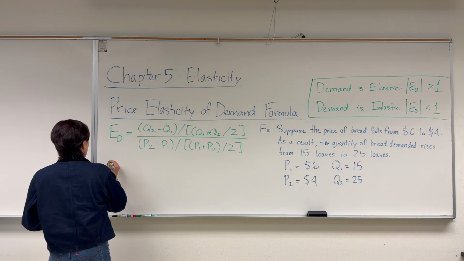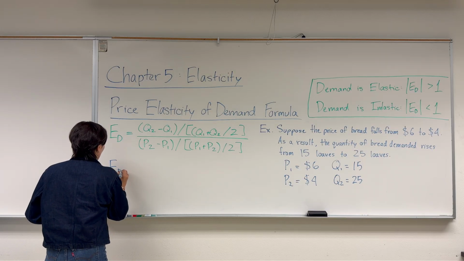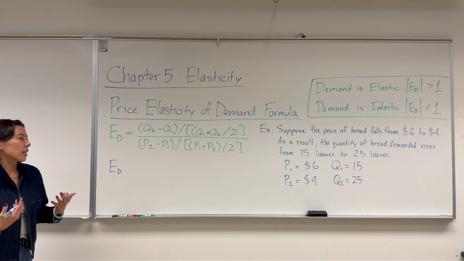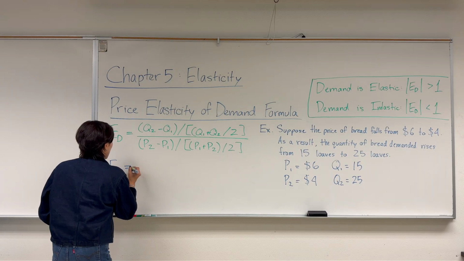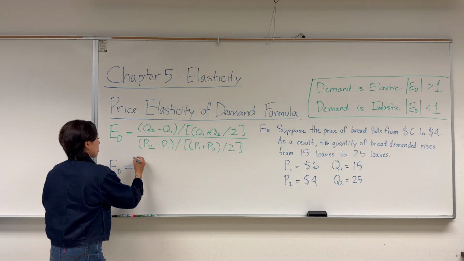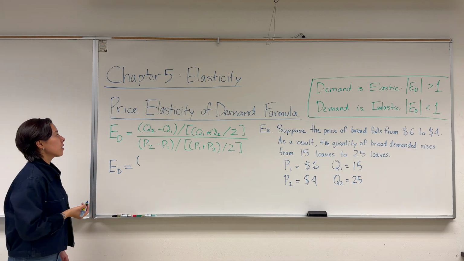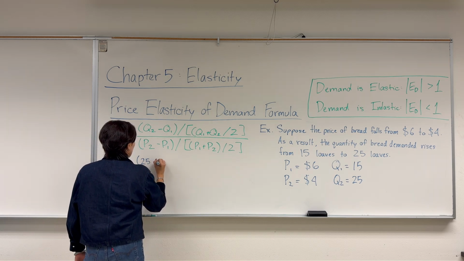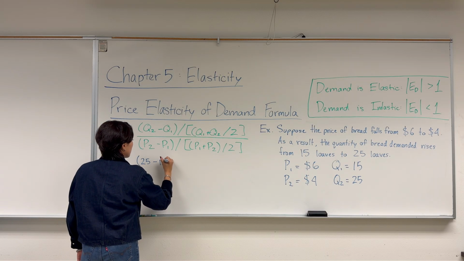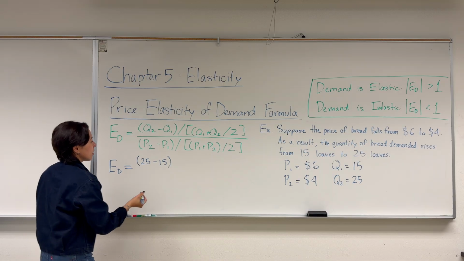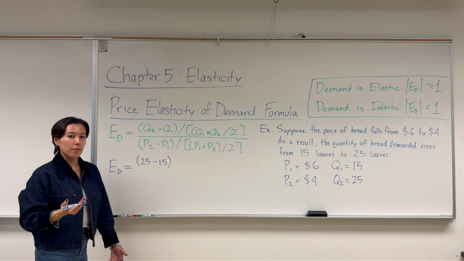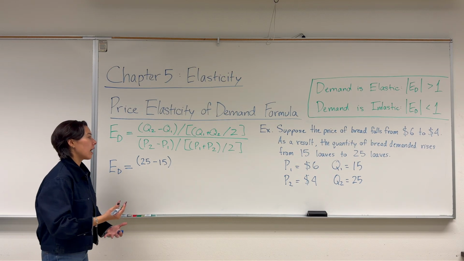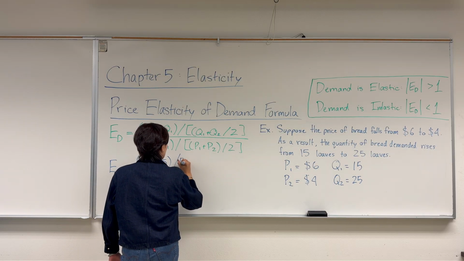So to do this, the name of the game here is PEMDAS, or the order of operations. We want to make sure that we're doing things step by step in the correct order so we can get the right answer. So first, I'm just going to write everything out and plug everything in. So on the top of my fraction, or in the numerator, I'm going to do Q2 minus Q1. So Q2 is 25 minus Q1, which is 15. Then I'll close my parentheses. And I'm going to take this and divide it by the average quantity. So when I add these two numbers together and divide them by 2, it's just giving me the average. So I'll set that up right here.